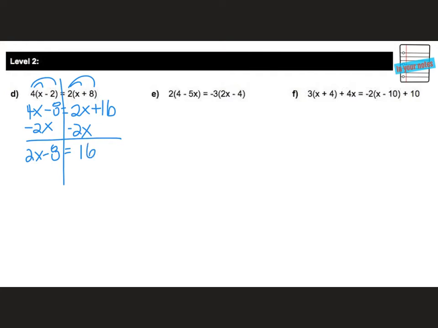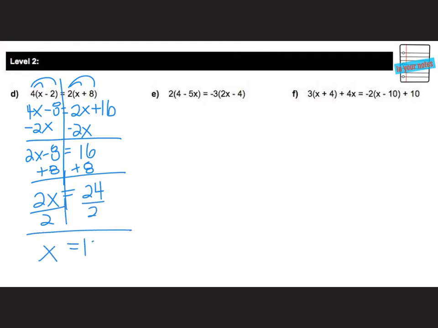So next, we want to get our variable by itself, and we'll go ahead and add 8 to both sides. So on the left, we have 2x. On the right, we have 16 plus 8 is 24. To get rid of a times 2, let's go ahead and divide by 2 on both sides. 24 divided by 2 will give us 12 as our value for x. Let's try another.